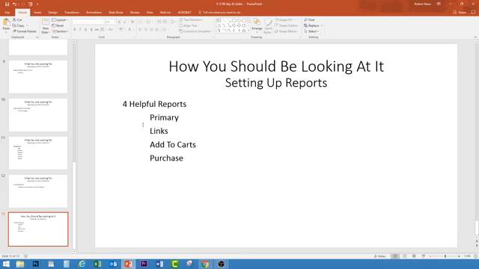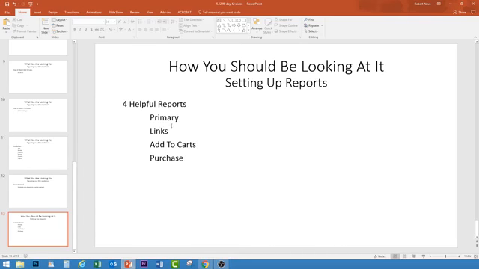Okay, so we're going to actually make some reports here for a little bit longer, and we're going to make 4 different types of reports. And it's really easy. There's just clicking. You don't have to do anything, maybe typing a few characters to set these reports up. There are 4 different reports that I set up based on the information that I want to see. I have primary, which is going to include my link information, my add to cart information, my purchase information, and a little bit more information. That's my primary. That's the one I'm looking at all of the time.